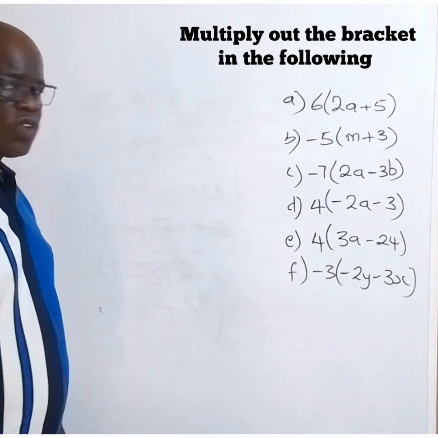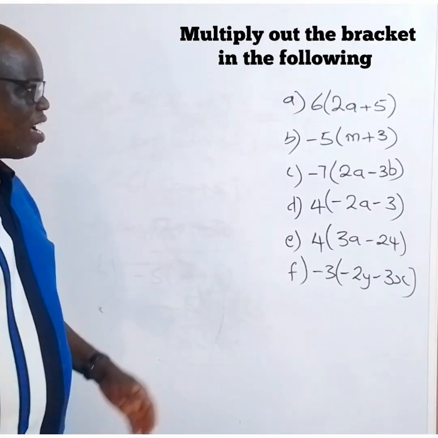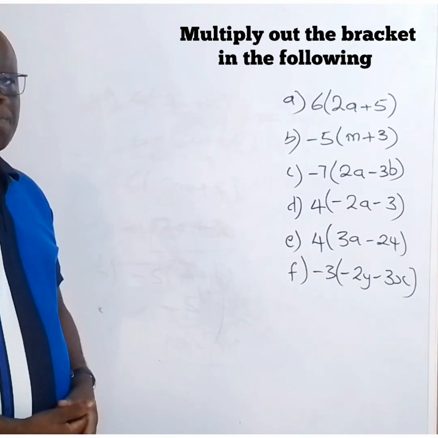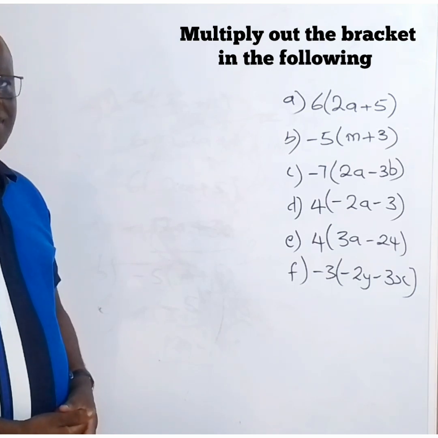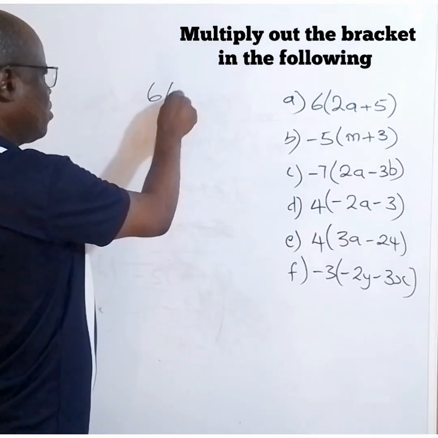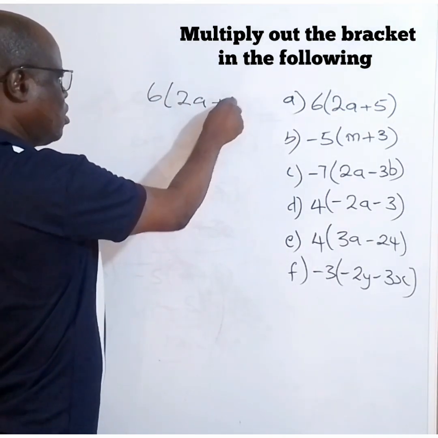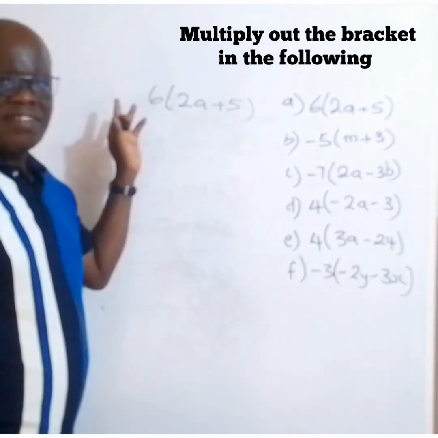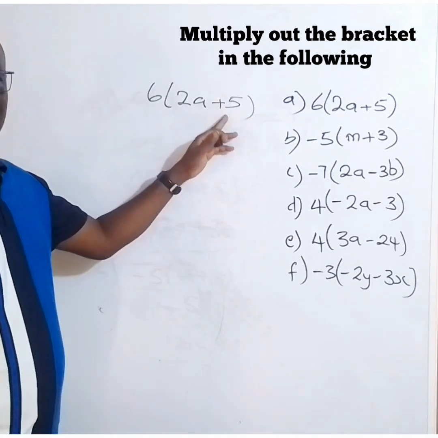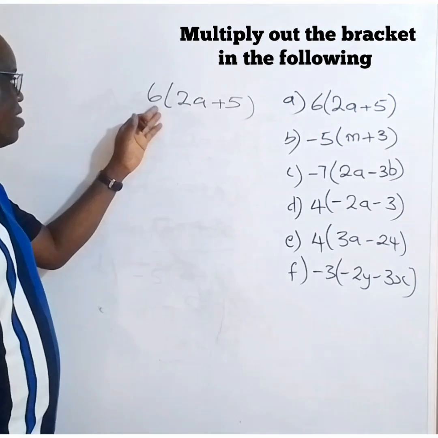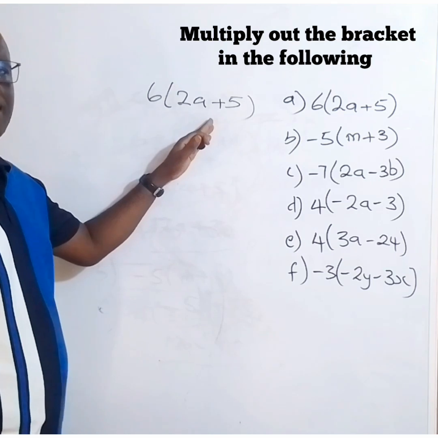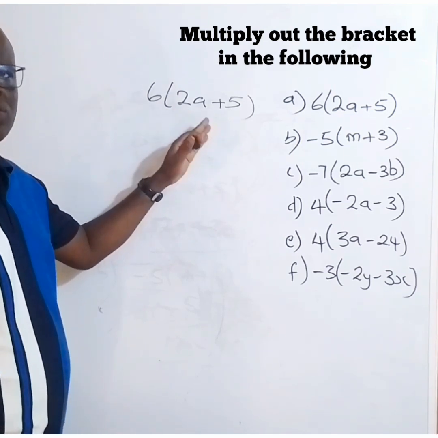We want to start to study factorization as we look at this simple aspect first, and that is multiplying out the bracket. What do we mean by multiplying out the bracket? Look at this. This 6 is standing outside the bracket, and we have 2a plus 5 inside the bracket. Once you have it this way, the meaning of it is you multiply 6 by everything inside the bracket, and that is multiplying out the bracket.